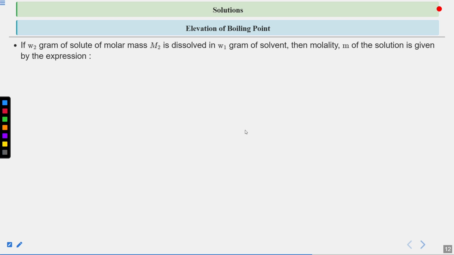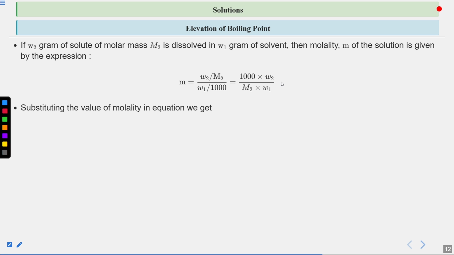Now suppose we have W2 gram of solute dissolved, with molar mass M2, and this amount of solute is dissolved in W1 gram of the solvent. Then the molality can be given by W2 by M2 divided by W1 by 1000. So we have to convert the grams into kilograms by dividing by 1000. So we got this equation of molality.